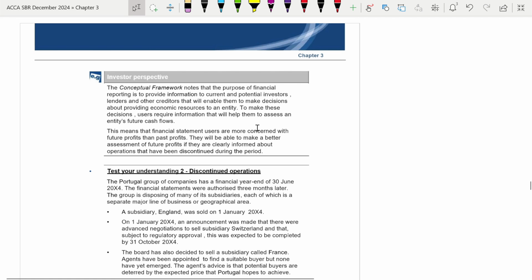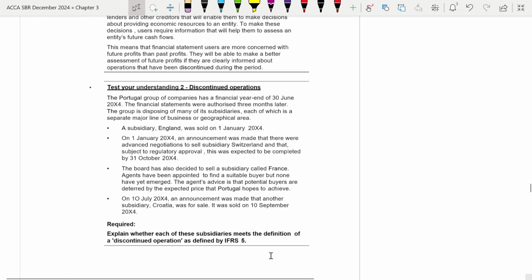Read this one. First, read. Take your time. First, explain why each of these subsidiaries meets the definition of a discontinued operation as per IFRS 5.